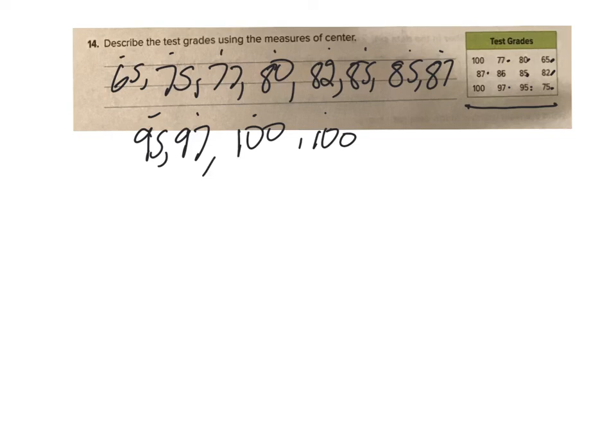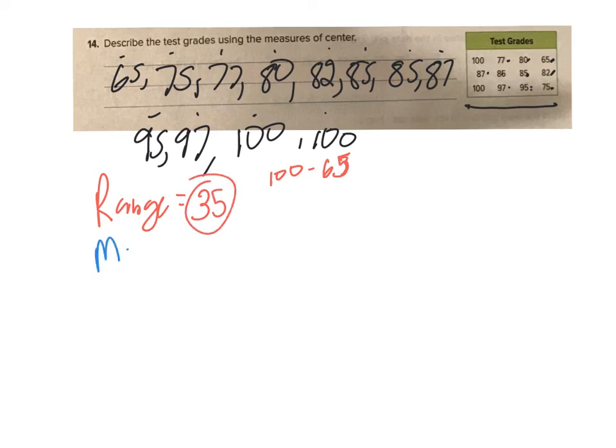So let's start with the range. The range is just the largest, which is 100, subtract the smallest, which is 65. And when we do that, we get 35. Okay. Now let's go to mean. This will take a little while because we have to add all these numbers up.